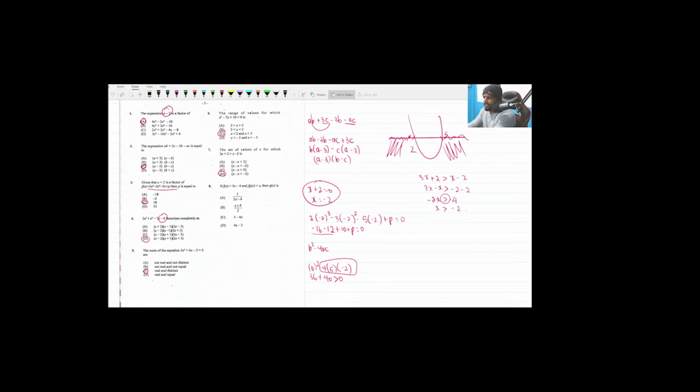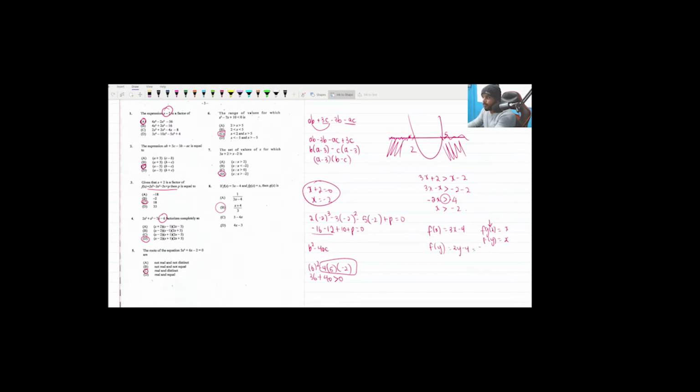F of x is that and g of x is that. This is a repeat question. I think this answer was B, but let's double check and see. F of x is 3x minus 4, and they say that f g of x is equal to x. So I'm going to let this be y. So this becomes f of y is equal to x. I can figure out what f of y is on this side here, which is 3y minus 4.